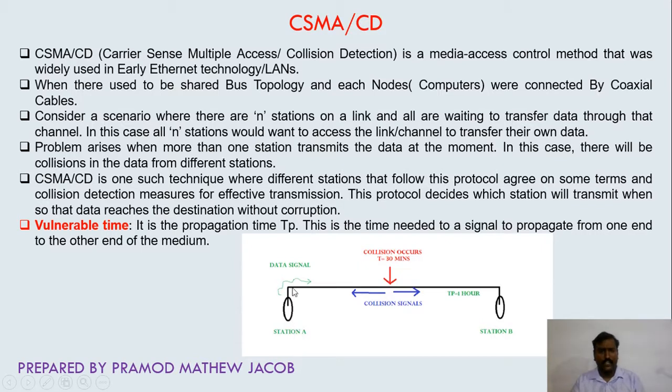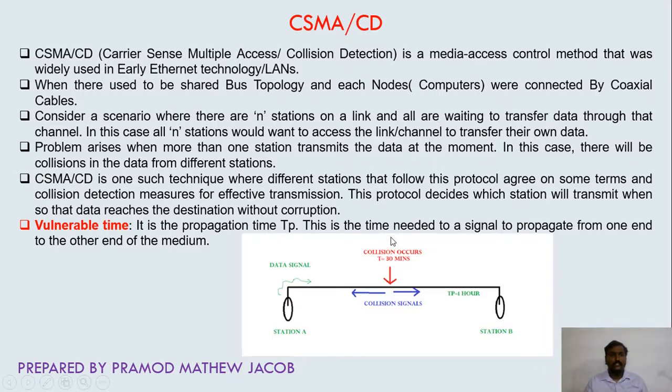For example, if station A is sending data to station B and station B is sending data at the same time, then these two data will collide with each other and the data will be corrupted. So the problem arises when more than one station transmits data at the same moment. In this case, there will be collisions in the data from different stations. CSMA/CD is one such technique where different stations that follow this protocol agree on some terms and collision detection measures for effective transmission. This protocol decides which station will transmit when, so that data reaches the destination without corruption.